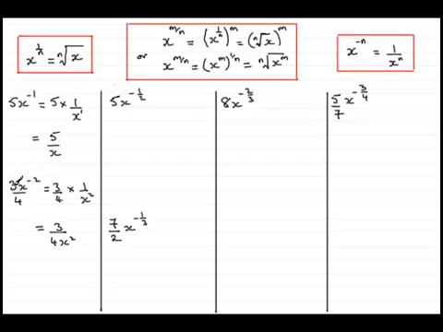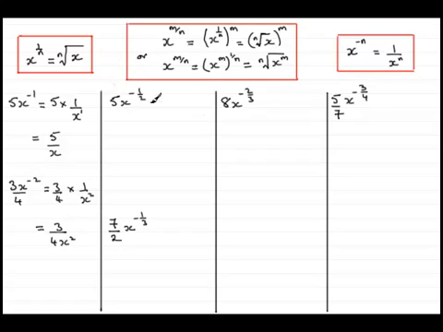So if you had, say, 3x to the minus 5 over 4, same kind of thing, 3/4 times 1 over x to the power 5, giving 3 over 4x to the power 5. And again, you should be able to go from here with practice straight down to here.